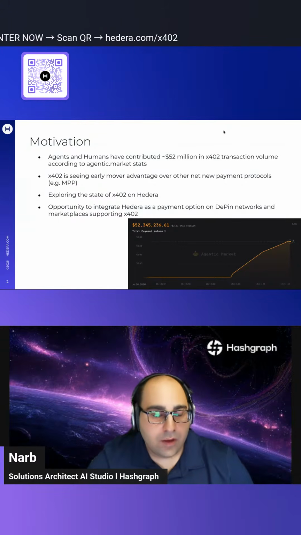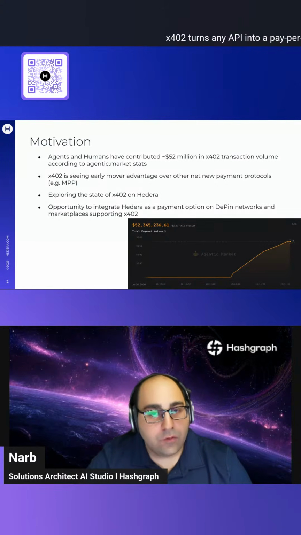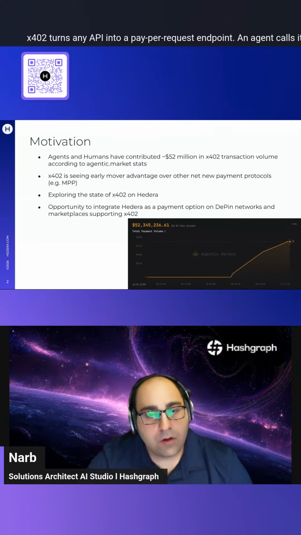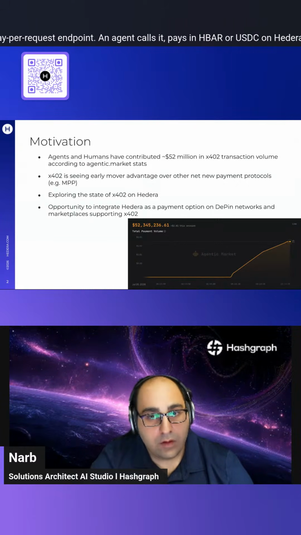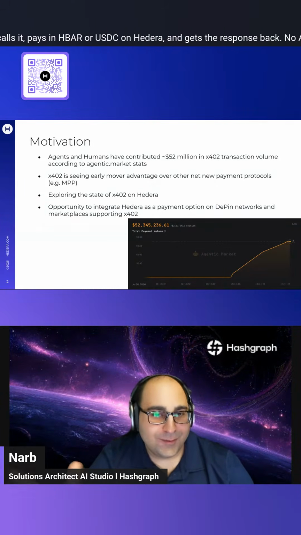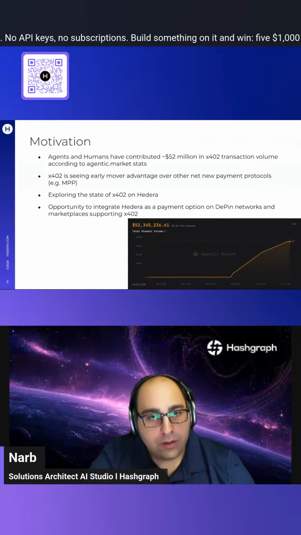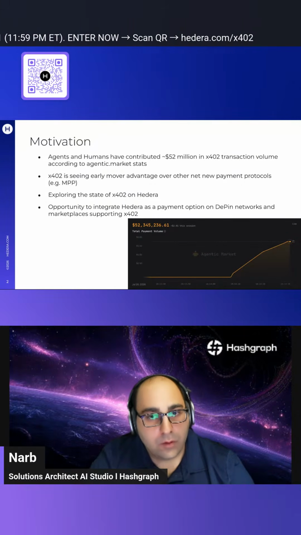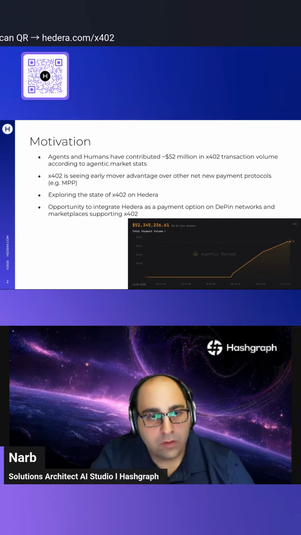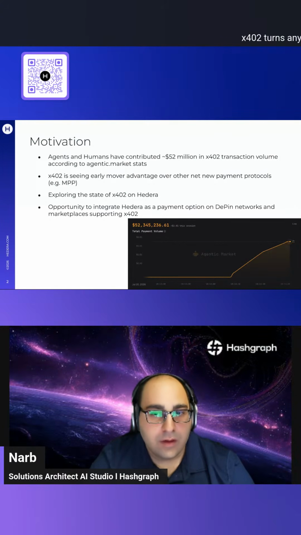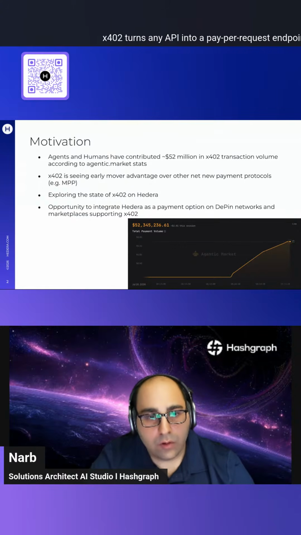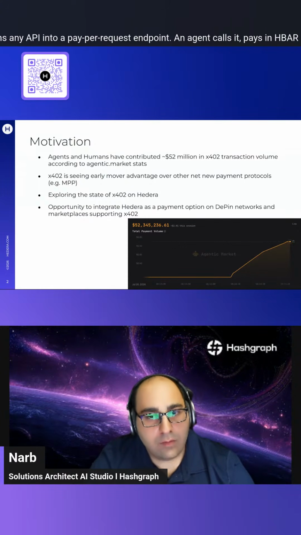So the motivation, as Ed mentioned in his slides, there's growing interest and bigger volumes of transactions happening by both agents and humans. About 52 million from what I saw. So you see, things do change from slide creation to slide creation. According to agentic.market, which is Coinbase's agent market. And I think the reason why the volumes are higher here in comparison to some other protocols is because x402 had that real early mover advantage over things like the Machine Payments Protocol and AP2, but those are now growing and taking some market share as well.